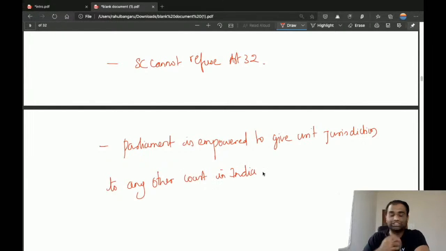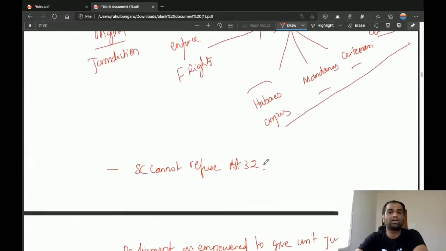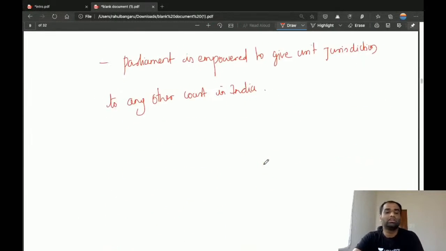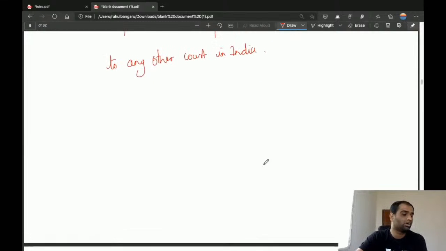Parliament is empowered to give writ jurisdiction to any other court in India. So this is with regards to writ jurisdiction, everyone. Now let's move on to the next part. Next, the jurisdiction of the Supreme Court. The next one is appellate jurisdiction.